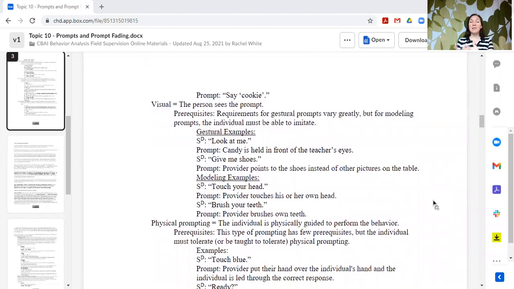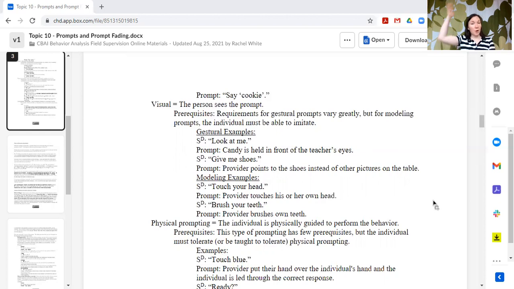Visual means that the person sees the prompt. So the prerequisites need to be that they visually see and attend to the prompt that you are giving, and that they understand what that cue is, if it's a gesture prompt, or that they can already imitate if it's a model prompt. So gesture prompts might be something like, come sit, or come here, or be quiet, right? We might use some of those hand gestures as prompts. We might be tapping the chair where we want them to be. We might be using things to get them to attend to a certain direction.